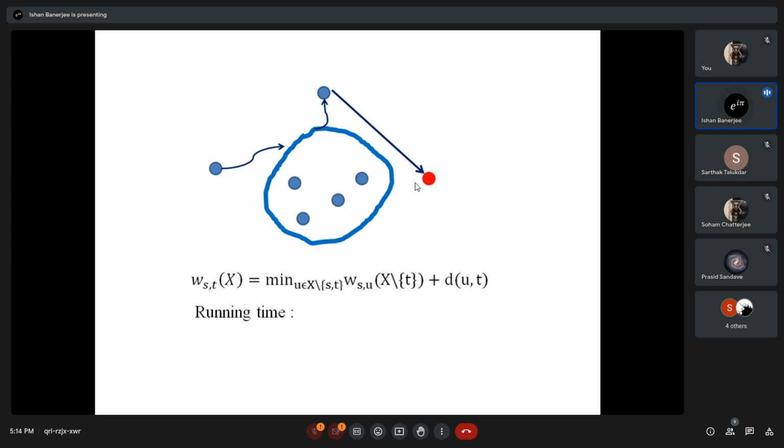The running time of the algorithm is O of n squared times 2 to the power of n. There is a very good Wikipedia article on that. If you're interested, you can have a look at it regarding how to calculate the running time. It's pretty trivial to understand how things are going on.